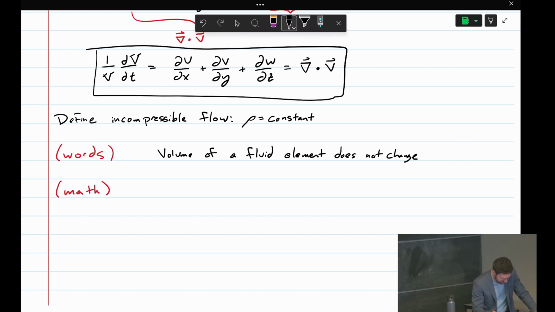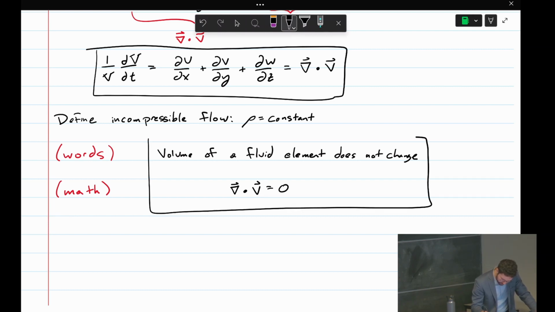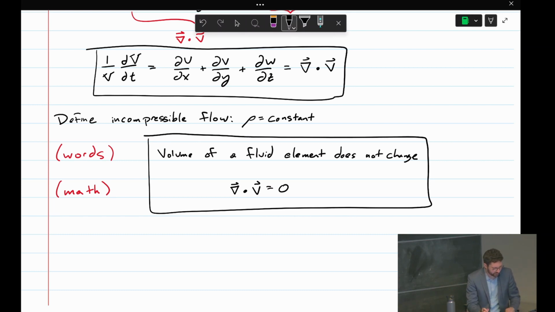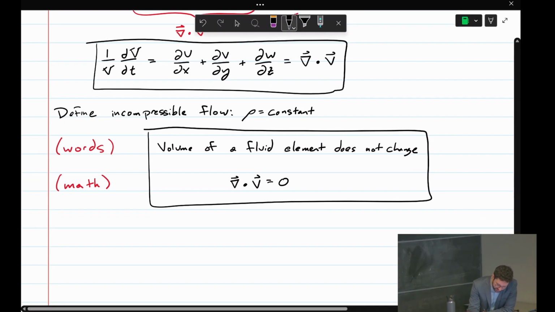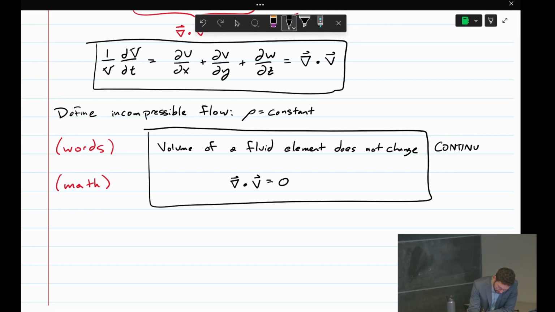Okay, so then the math is just basically that we have zero volumetric strain rate everywhere in our fluid for an incompressible fluid. Sorry, this is divergence of velocity v equals 0. So these say the same thing. One of them is just with math, and this has a special name. So this is called the continuity equation.